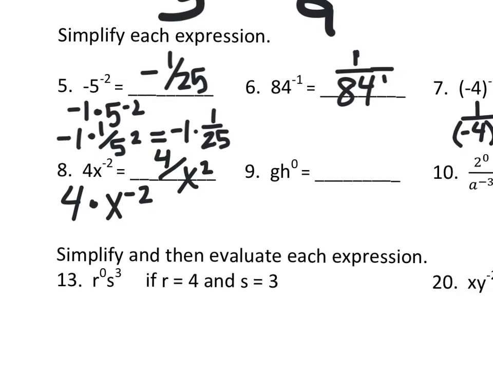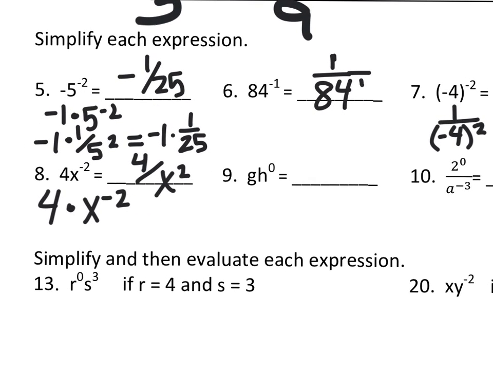In the next one, number 9, we're looking back at our 0 exponent rule. We've got a g times an h to the 0 power. And we know that anything to the 0 power is 1. So g times 1 is just g. So be careful. It's not the whole thing that's taken to the 0 power. It's just the h to the 0. So that's 1. And then we still need to multiply by g.